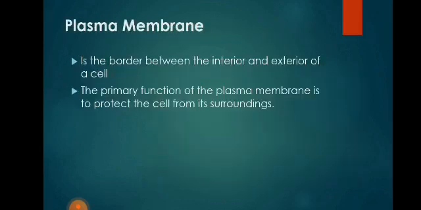Plasma membrane. The plasma membrane is the border between the interior and exterior of a cell. The primary function of the plasma membrane is to protect the cell from its surroundings. The plasma membrane, also called the cell membrane, is the membrane found in all cells that separates the interior of the cell from the outside environment.